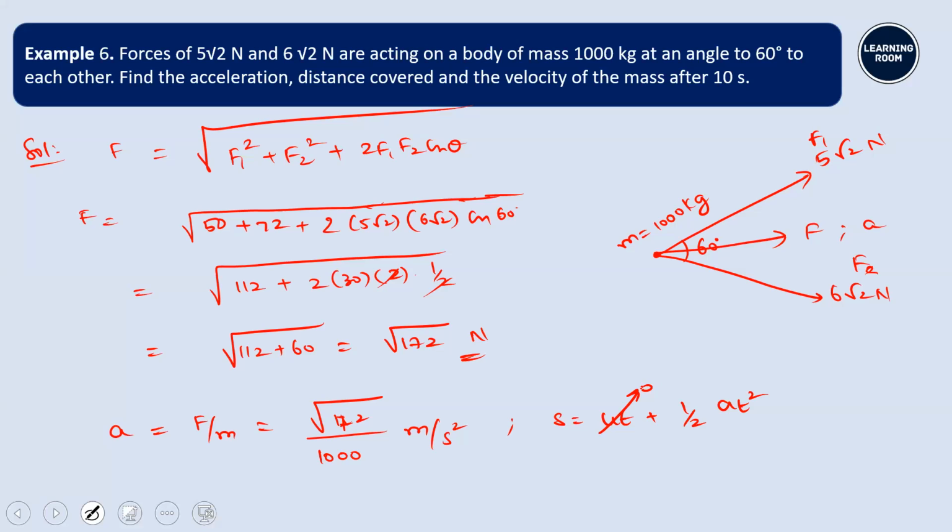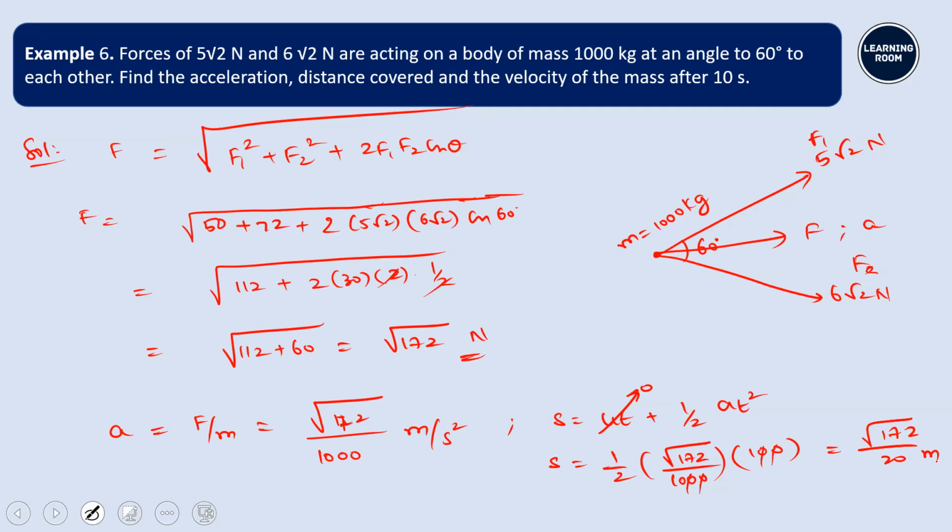Then I will say S will be equal to half into acceleration, which is root of 172 divided by 1000, multiplied with t square. So since they mentioned the time as 10 seconds, it is going to be 100. So 2 zeros and 3 also get cancelled. It will be root of 172 divided by 20. So these many meter. So this root 172 I'm leaving it to you. You have to find it out. What you can do is the prime factorization and try to write it in the form of square roots.